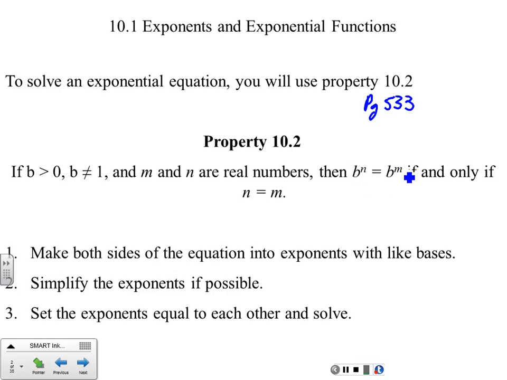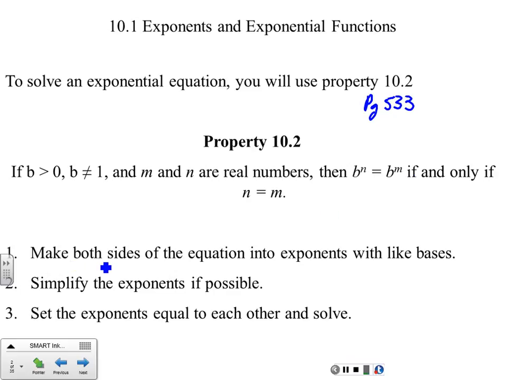So how is this different from other equations? Well, this time, your variables are going to be found in your exponents, okay? And you know that in order to solve an equation, you've got to get to the variables. Well, the only way that you can get to the variables is to get your bases to be the same. And if the bases are the same, then you're going to take your exponents, set them equal to each other, and just solve the equation like we did in basic algebra, okay?